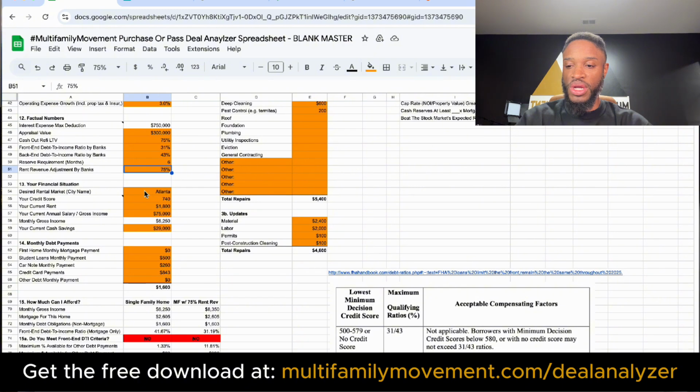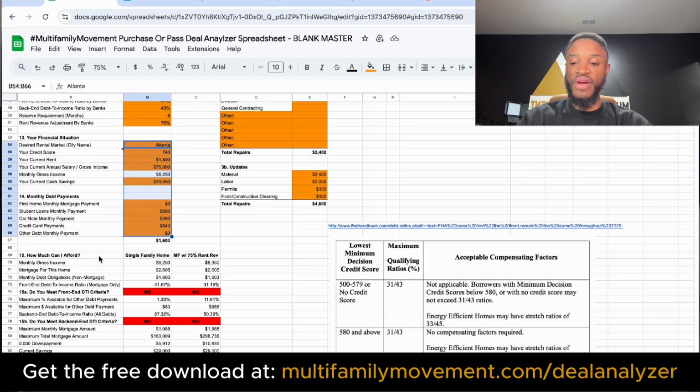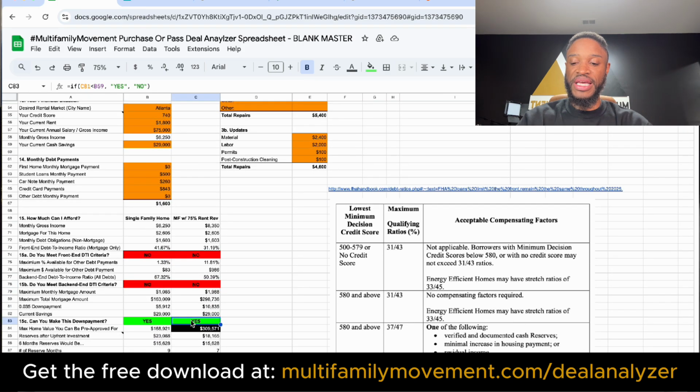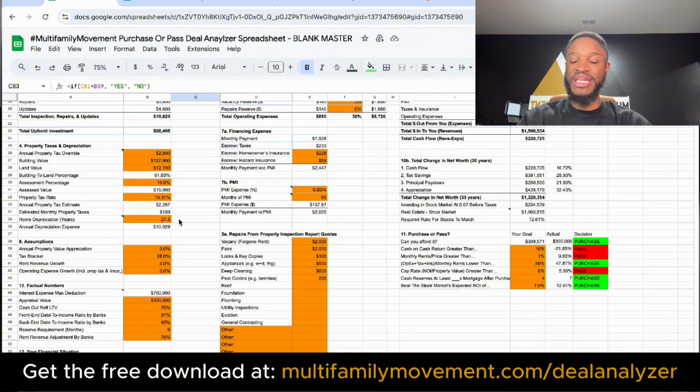So I need you to start here and fill this out in steps 13 and 14, because that's going to let you know if you can actually even afford this property. You see here right now, this person cannot afford this property. So it's saying no. Can they make the down payment? It's saying yes, but that's based on this dummy data that's here.